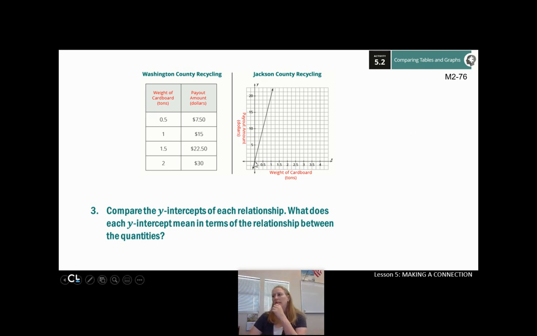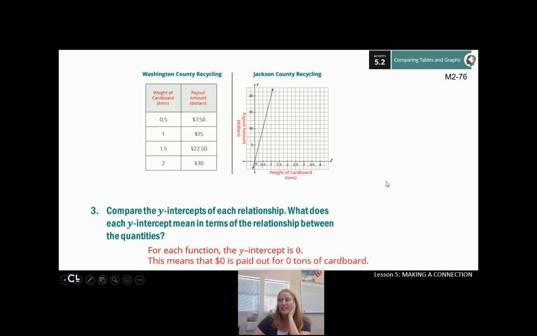So this one's pretty easy. I can see that the y-intercept is 0. And actually, if I were to subtract 1 and subtract 15, I'd end up with 0 here as well. So it looks like for both of these functions, the y-intercept is 0. And this makes sense because what does this mean? This means that $0 is paid for 0 tons of cardboard. And that's fair. If you don't bring any cardboard to recycle, they're not going to pay you out for it. So, all right, fair enough.